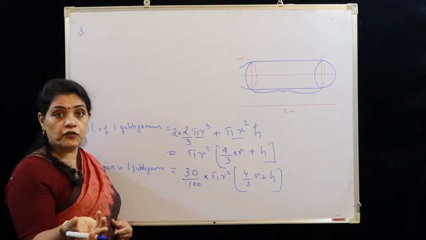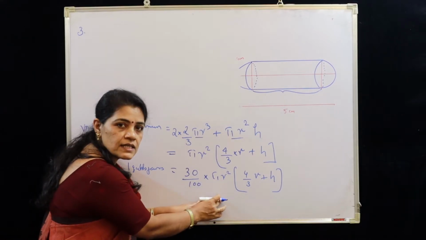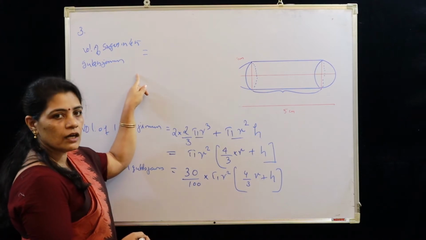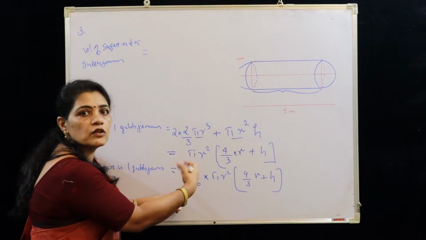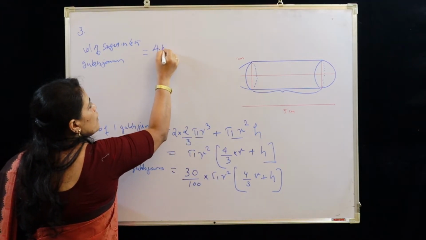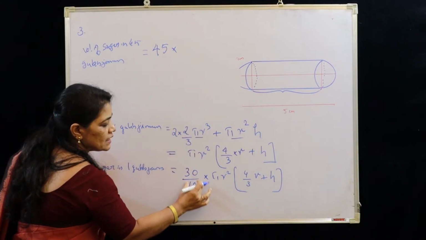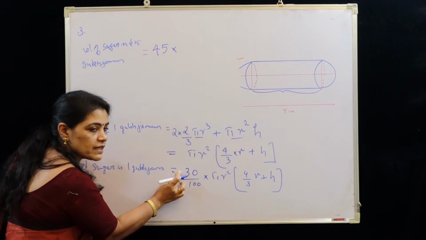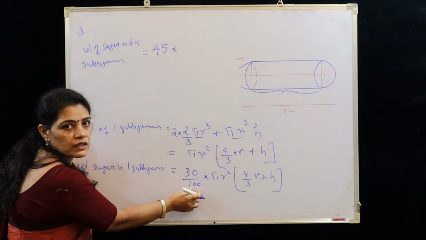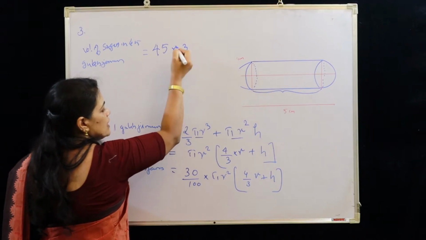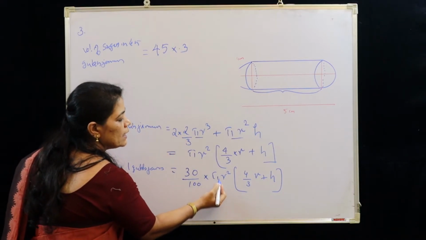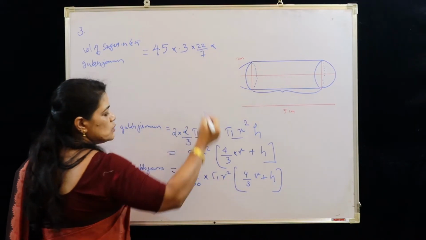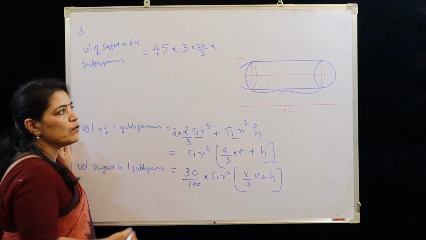But we need 45, so you have to multiply this with 45. In order to get the volume for 45 gulab jamuns, you have to multiply this with 45. So 45 into this 30 by 100. Can we write this as 0.3? Shift to the left by 2 places because we are dividing by 100. So 0.3, and pi is 22 by 7, and what is r square? What is r?